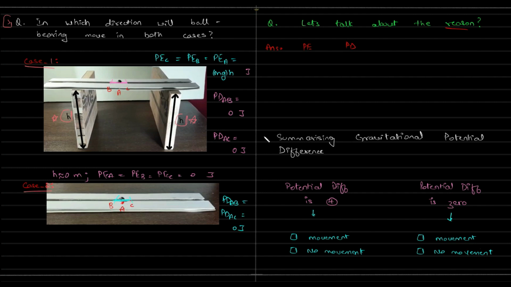To summarize all of this, if the gravitational potential difference is a positive value, the object will move. If the gravitational potential difference is 0, there would be no movement. Please keep this in mind. All this will help you understand the concepts of current, potential difference, voltage, that is electrical potential difference, and resistance a lot better. So keep all of this in mind. Whatever we learned is going to help.